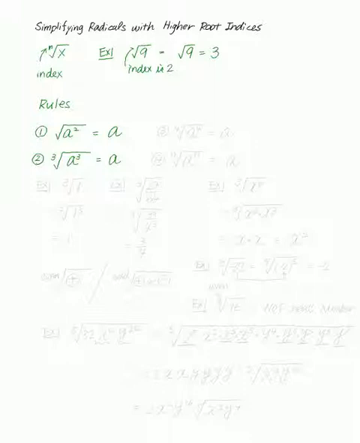Let's keep going with it. Let's take the fourth root of a to the fourth power. And that's going to give us just a, because the index and the exponent match. Let's do a generic now, and we're going to do the nth root of a raised to the nth power. That again is just going to give us a. As long as the exponent matches the index, we're good to go.